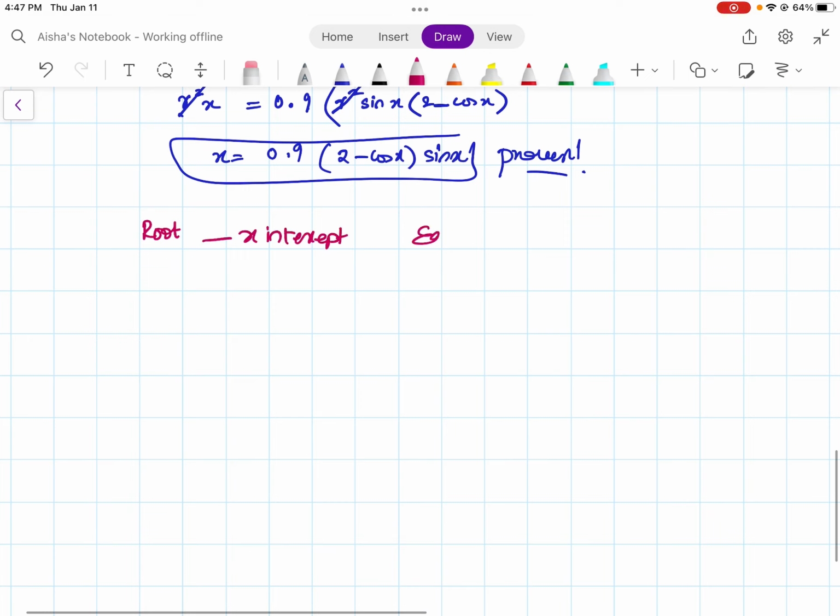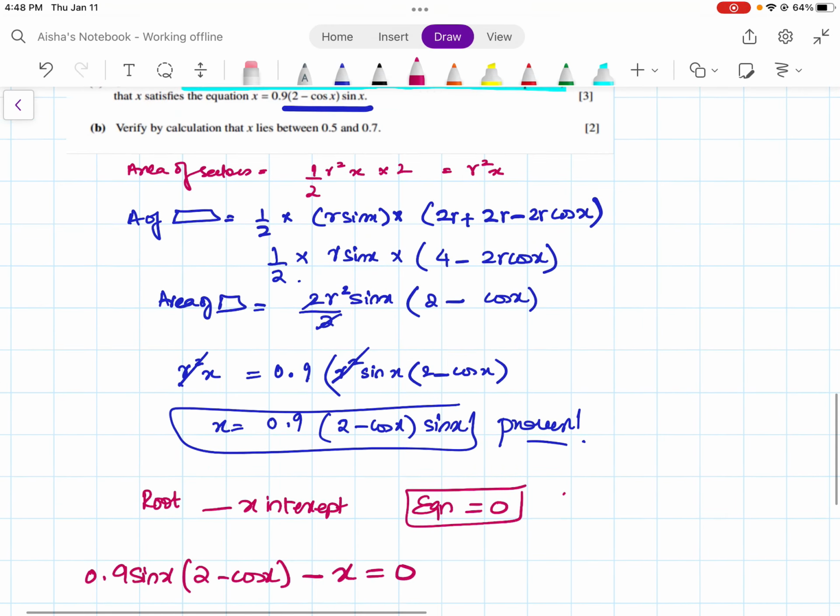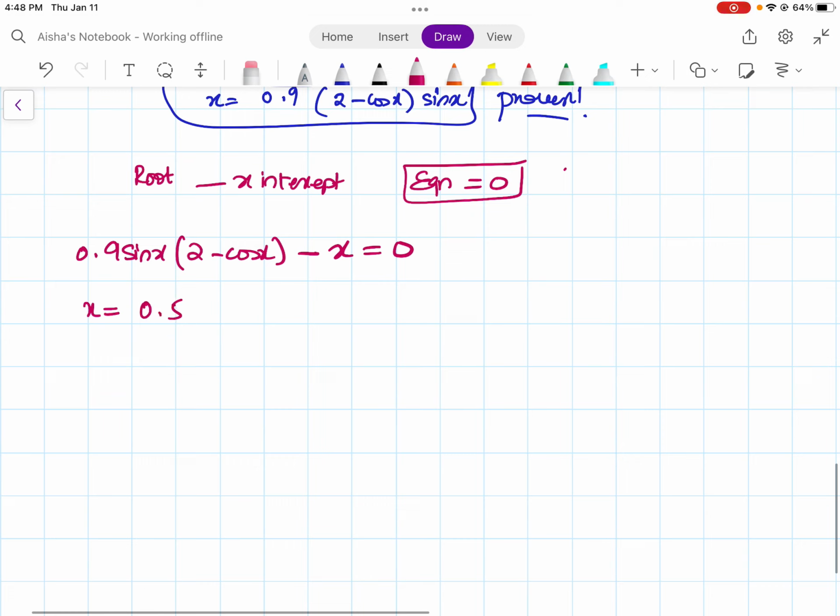And for the x-intercept, you know the entire equation should be equal to 0, right? So this is the equation, we'll put it equal to 0. We will first input the first value of x, which is 0.5, and then the next value of x, which is 0.7. If the y value changes from plus to minus, we know that the root lies between these two values. How to go about it? Plug it in the equation.